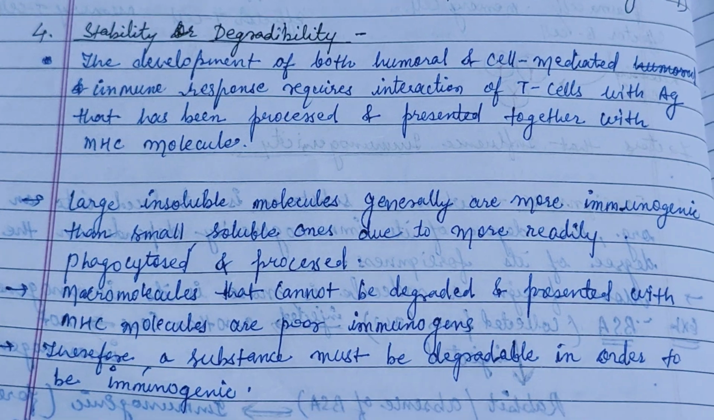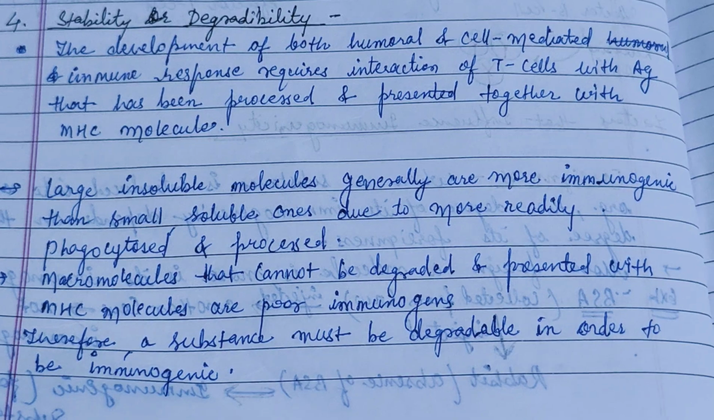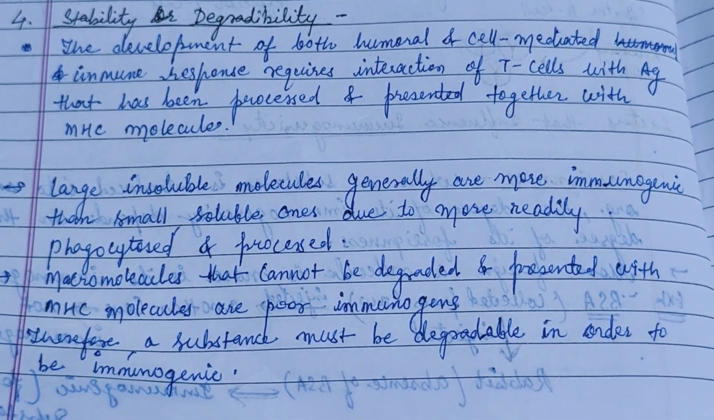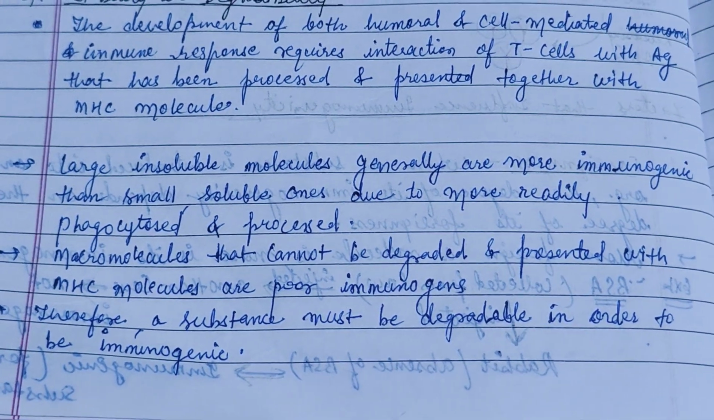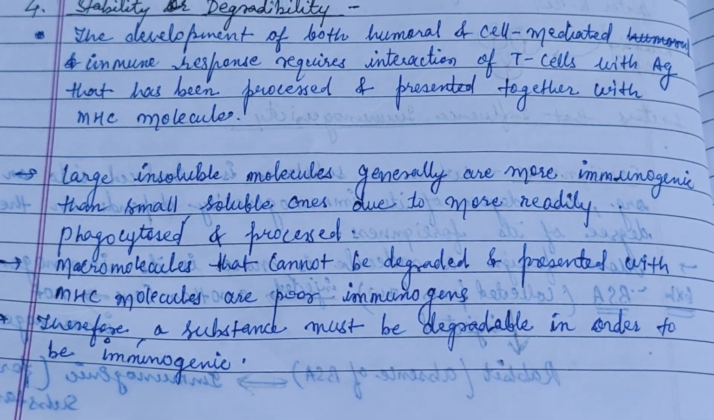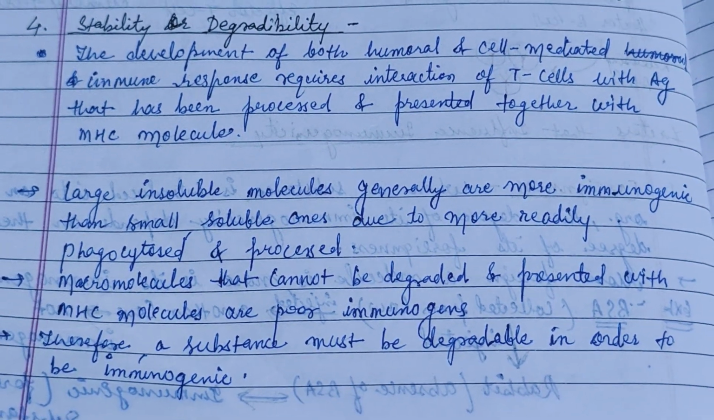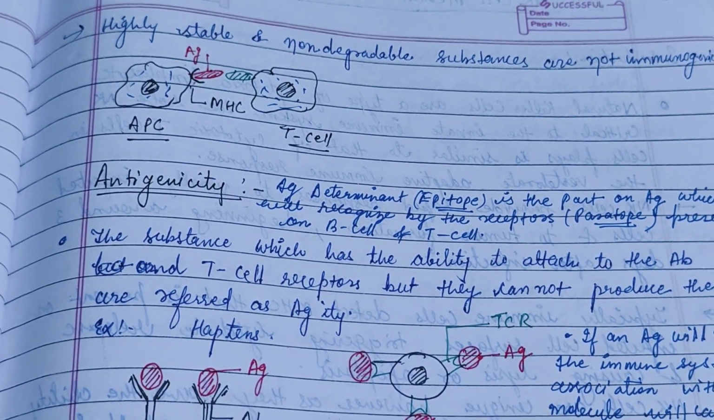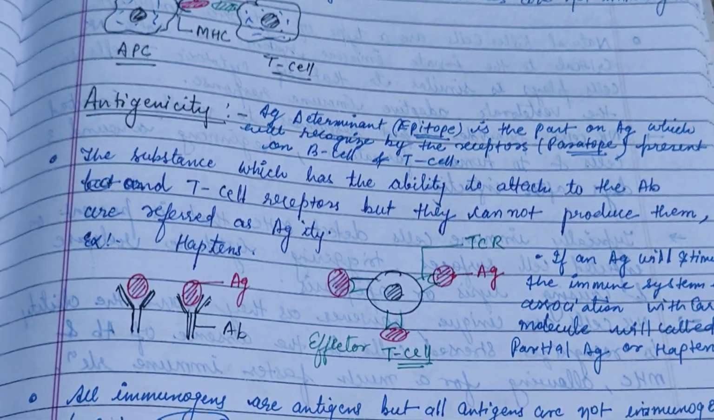The next factor is stability or degradability. The development of both humoral and cell mediated immune response requires interaction of the T cell with antigen that has been processed and presented together with the MHC molecule. Macromolecules that cannot be degraded and presented with the major histocompatibility complex molecules are poor immunogens. Therefore, a substance must be degradable in order to be immunogenic. The figure shows the antigen presenting cell forming the MHC complex with the help of the T cells.